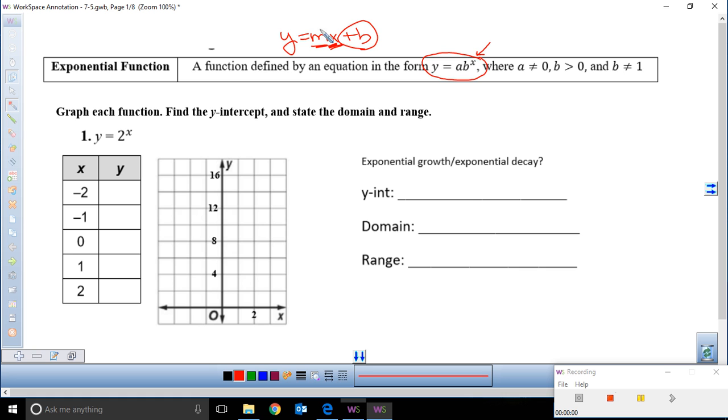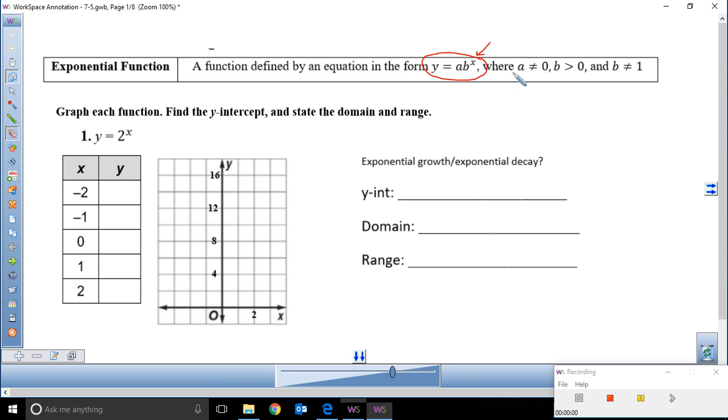Now, what's different from an exponential function and a linear function is that a linear function makes a straight line, whereas an exponential function does not. If you've seen in some movies, they'll be talking about maybe like a bacterial infection or something like that that's growing at an exponential rate. That means it's getting really, really big really fast, or really, really small really fast.